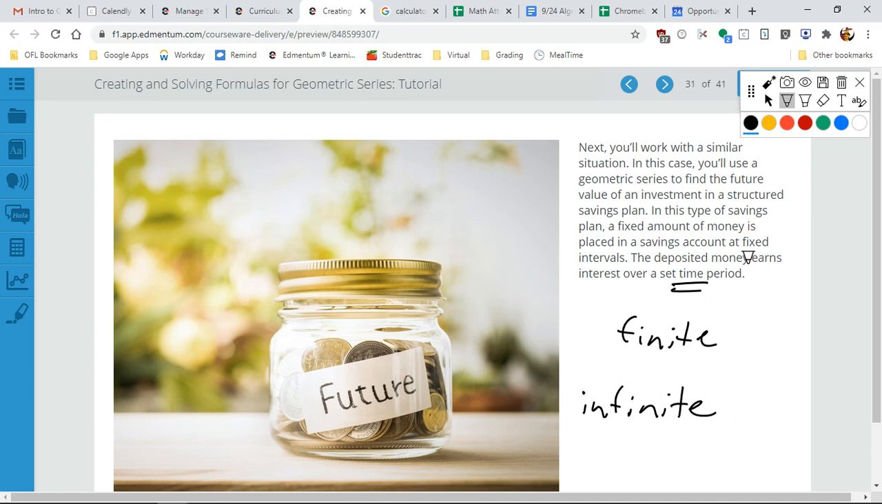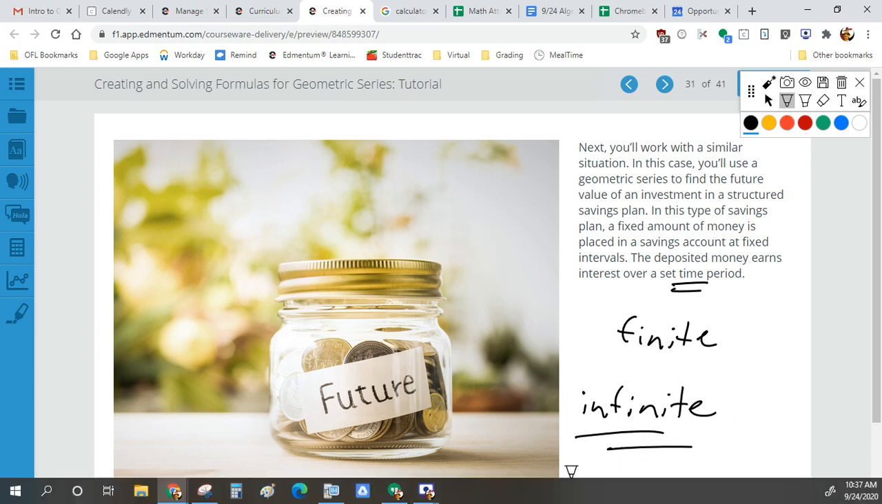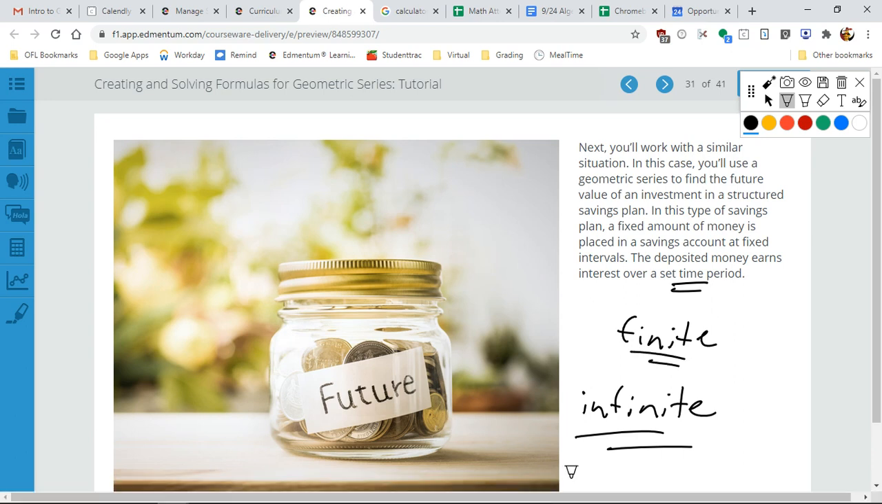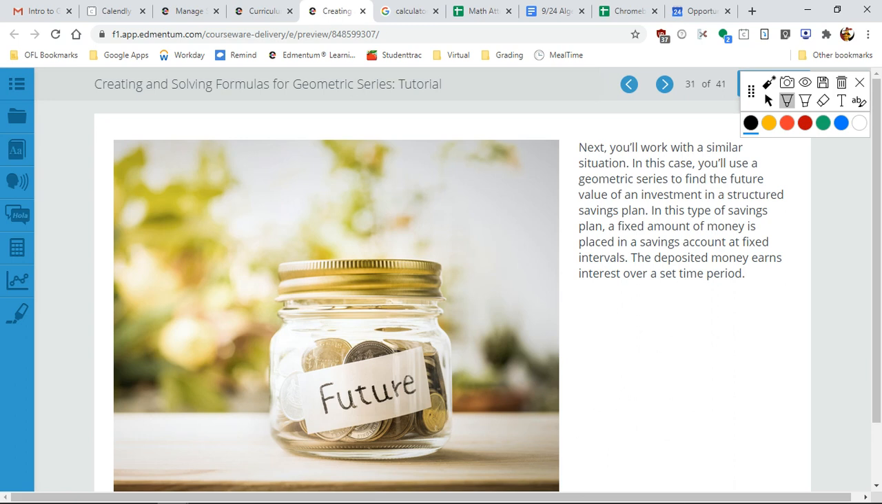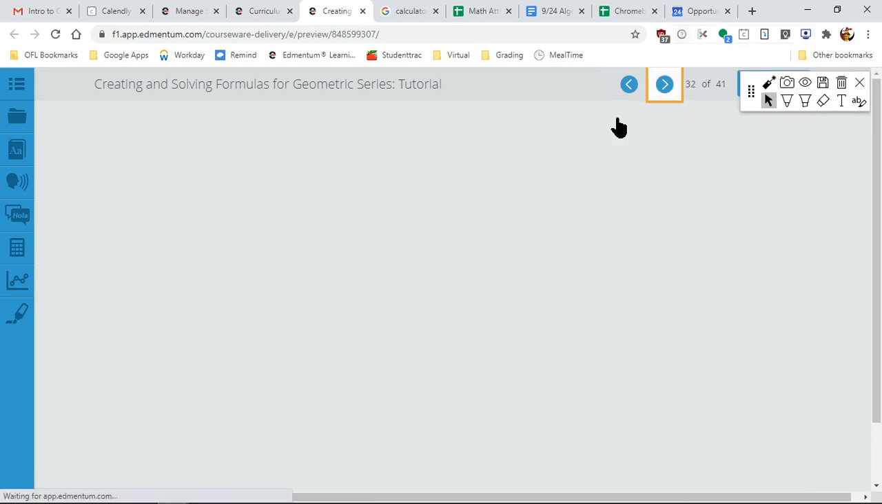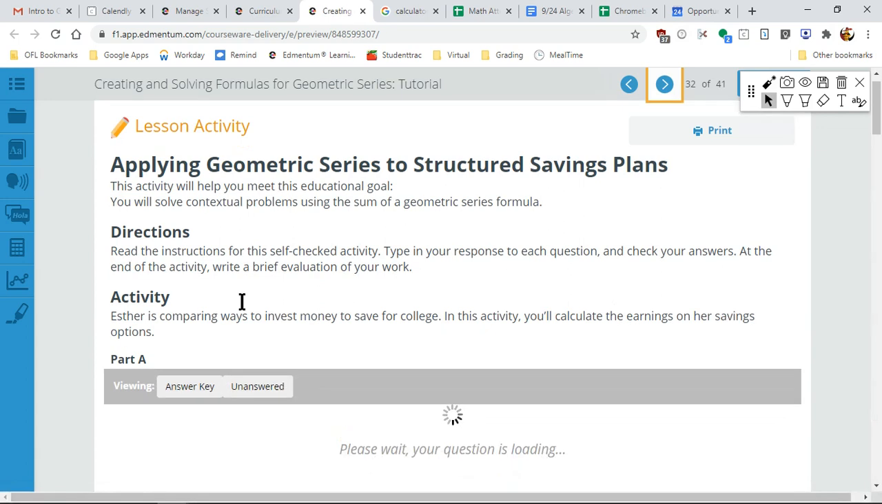I always found this weird, that this is infinite and this isn't finite. This is finite. This is why people don't like English. All right. So moving on, besides my English rant.